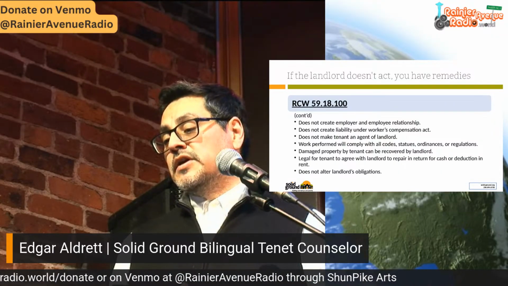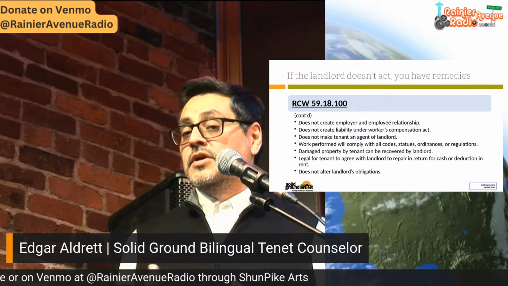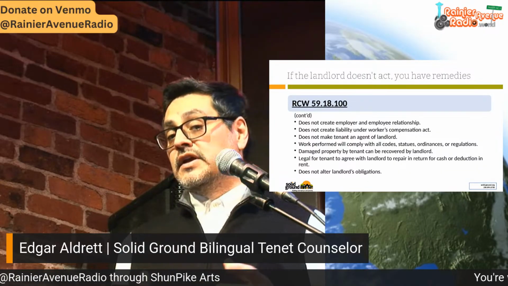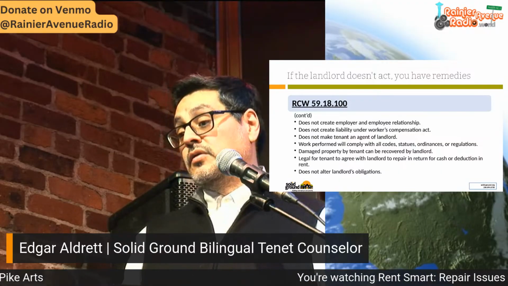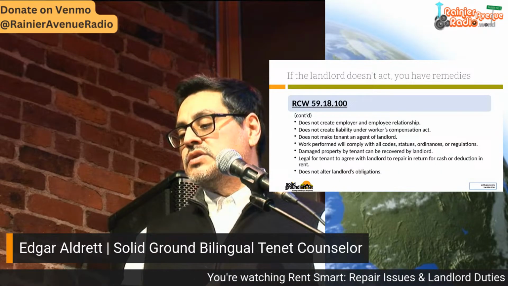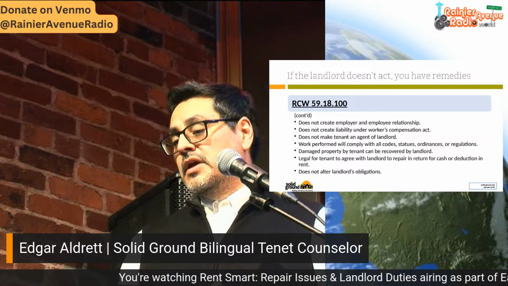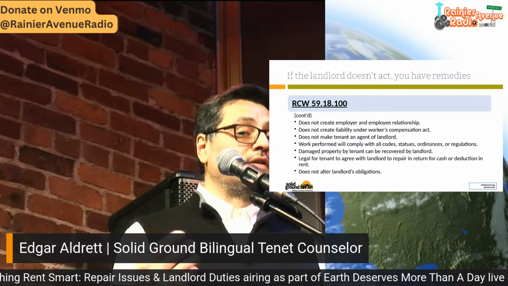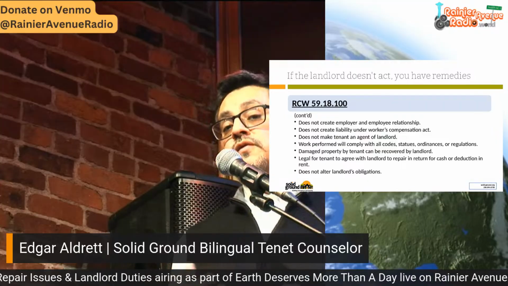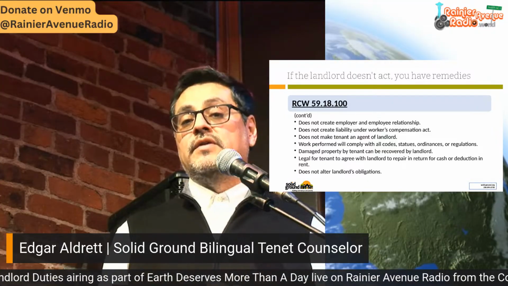And damaged property by the tenant can be recovered by the landlord, as I talked about. They can sue the tenant because of negligence or irresponsibility, not knowing what they were doing when they tried to do the repair, or it could even be misrepresentation as well. And this does not alter the landlord's obligations, meaning the landlord is still responsible for trying to fix the issue if nothing were to come of it.